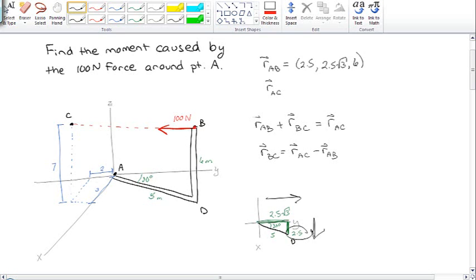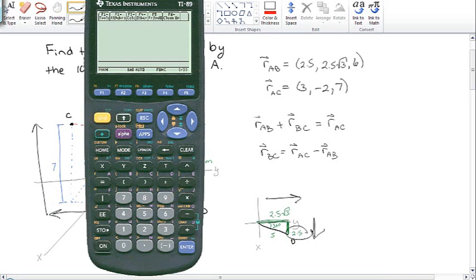To get from A to C is also relatively straightforward. I always have to make sure that I go in the x direction first. So I go 3 in the positive x direction, and then I go 2 in the negative y direction, and then I go up 7. Beautiful? Great. So I'm going to put this in my calculator. The first one is 2.5 times the square root of 3, and 6. Then my second one is 3, negative 2, and 7.